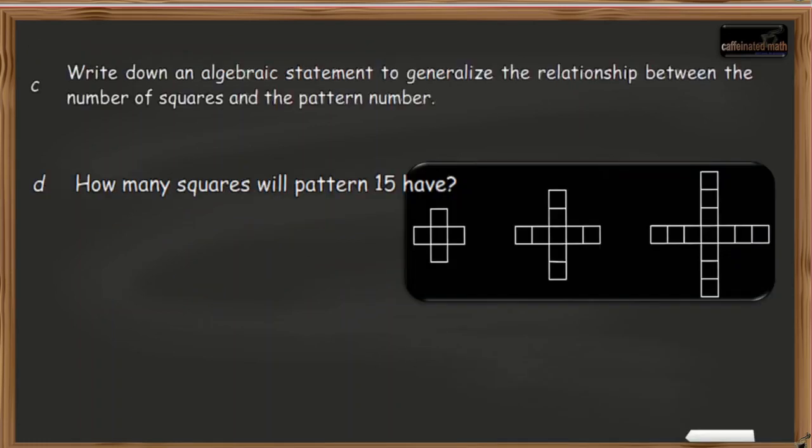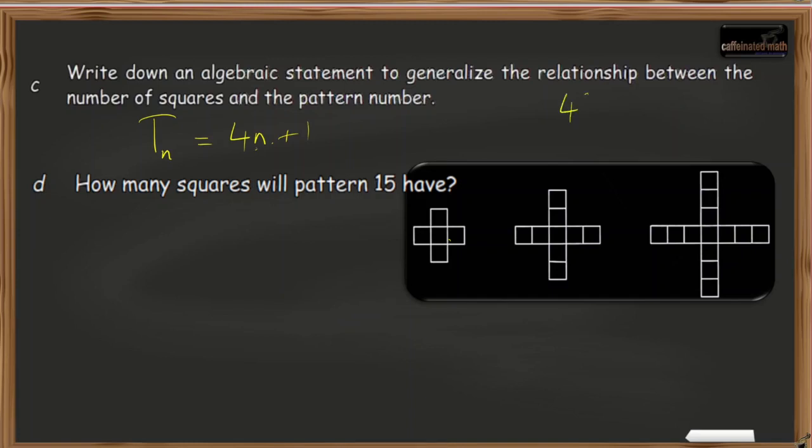Ta-da! Write down an algebraic statement to generalize the relationship between the number of squares and the pattern number. Now, like we stated previously, what you have to look at first is the difference between the patterns, and the difference is 4, so we add an n to that. So how do we get to 5? Well, we just add 1, because we make n equal to 1.